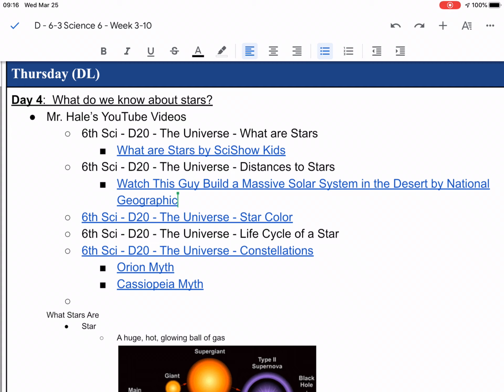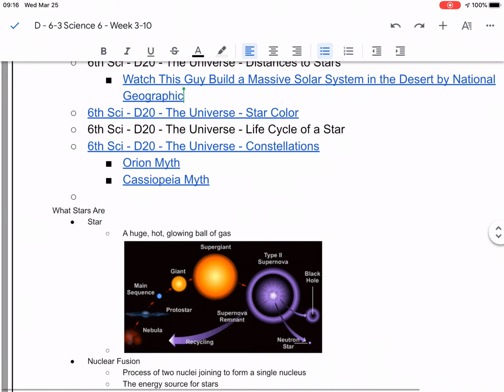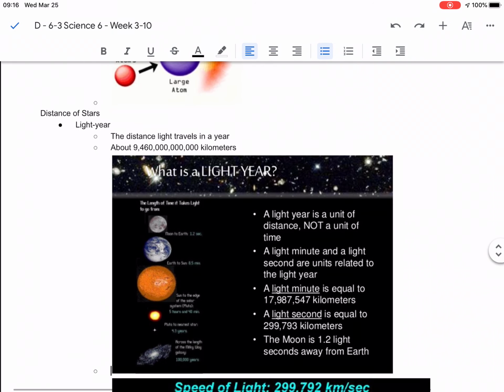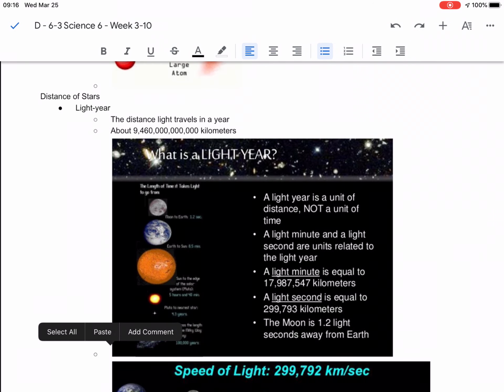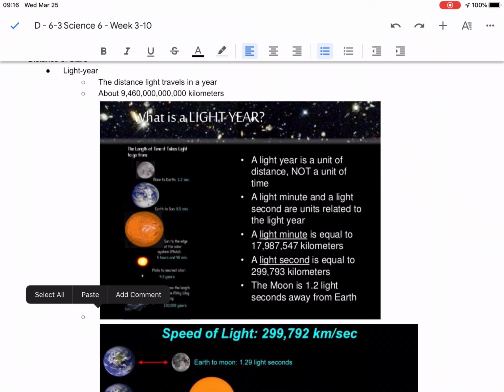Today we want to be talking about the distance to the stars and what we know about our stars. So today we're going to mainly focus on the distance. We measure distance not by using miles and kilometers, because the numbers in these distances get so large.